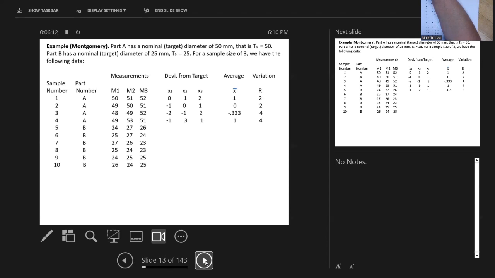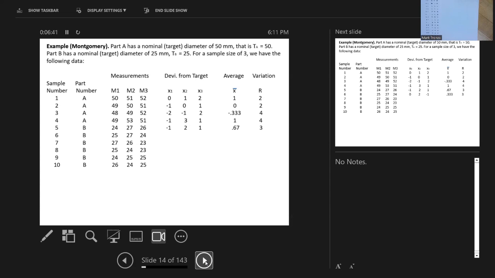And like I said, let's say it's a job shop or something, but by the time you do those 4, you're on to a different part. So once again, you do the same thing for the other part. The target mean for the other part was 25. Do the same deal. So here you have 24, which is 1 below, 27, which is 2 above, 26, which is 1 above. Find the average. And again, find the variation, the highest minus the lowest.